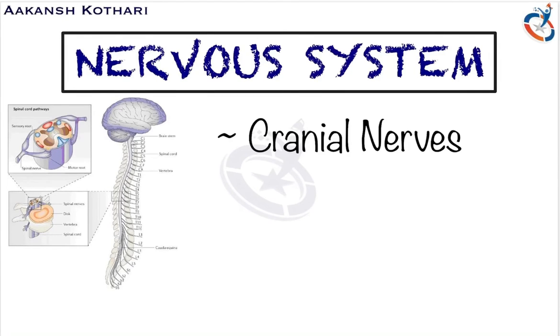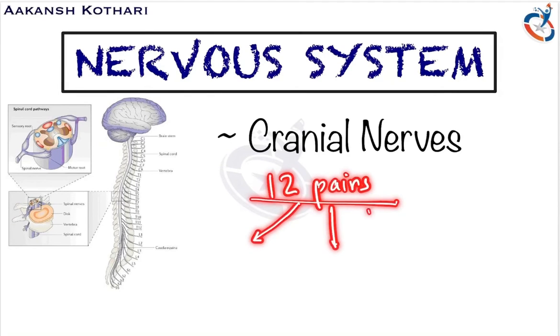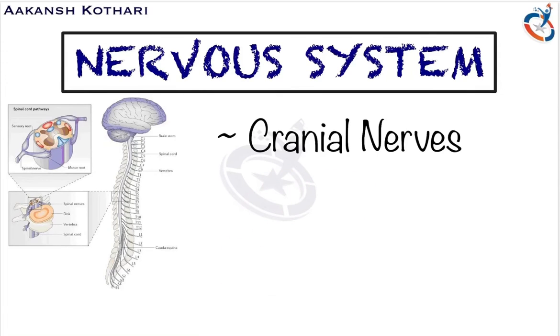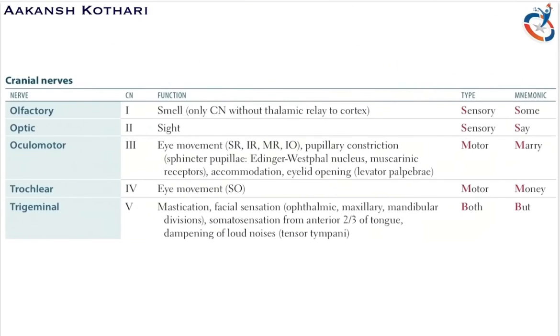There are in total 12 pairs of cranial nerves, which fall into three types: sensory, motor, and both, that is mixed. Now in this module we will talk about each cranial nerve and its different functions. So starting with the first cranial nerve, cranial nerve 1 is the olfactory nerve, which is a sensory nerve.